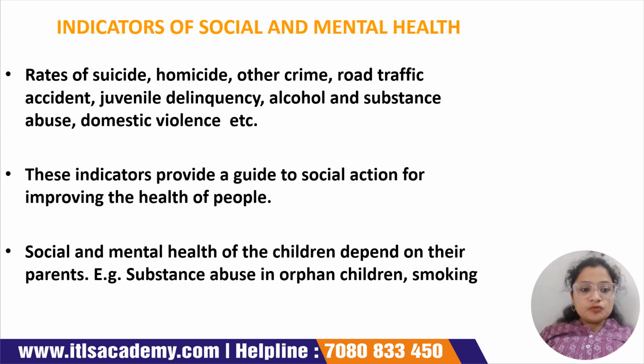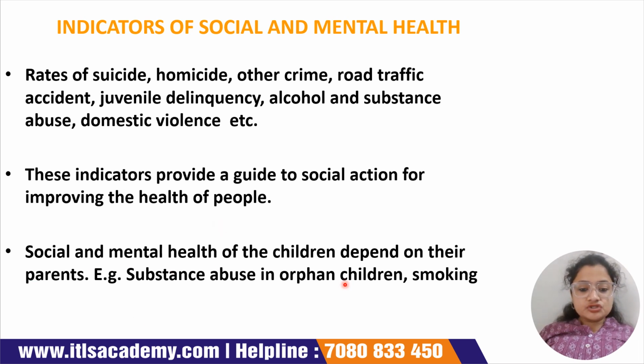Okay. Now moving on to indicators of social and mental health. Rates of suicide, homicide, homicide means murder or killing, other crime, road traffic accident, that is RTA, juvenile delinquency, alcohol and substance abuse, domestic violence, etc. These indicators provide a guide to social action for improving the health of people.